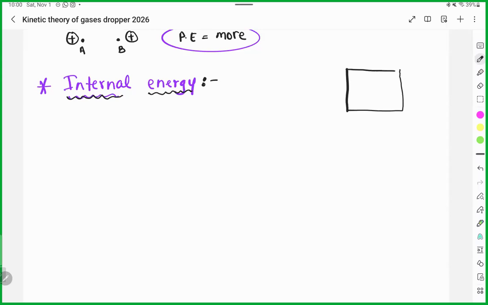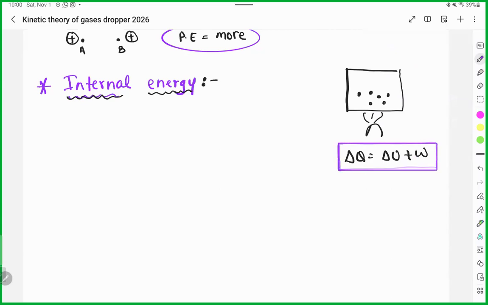Example, you have a closed container. Here, gas particles are present. If you supply heat to this, what will happen? It will increase internal energy or it will do some work, right? That is why the first law of thermodynamics is delta Q equals delta U plus work done. If you supply heat, it will convert into internal energy or it will do some work. Maybe the container will expand.